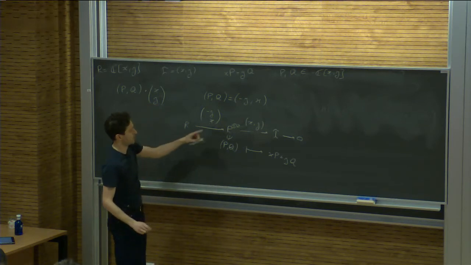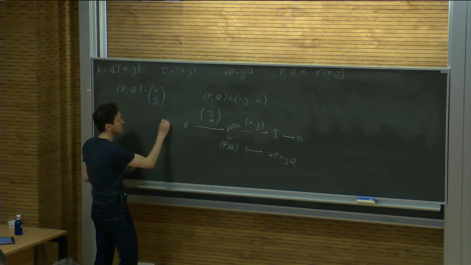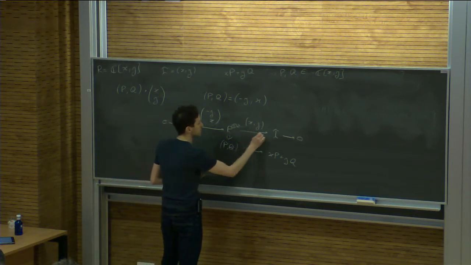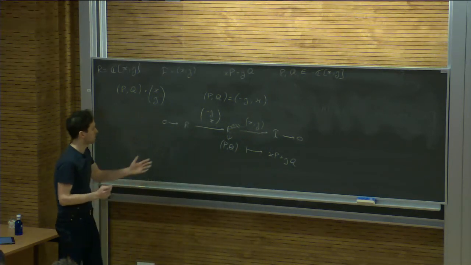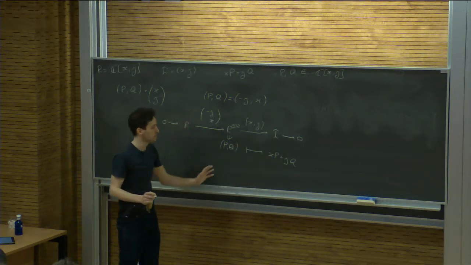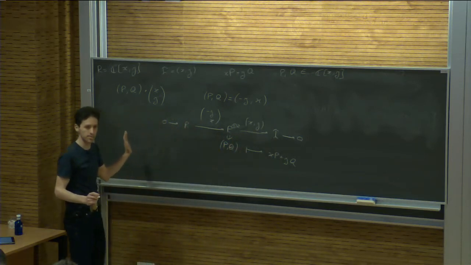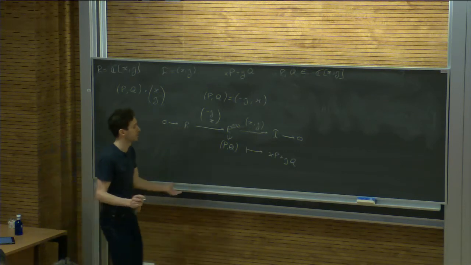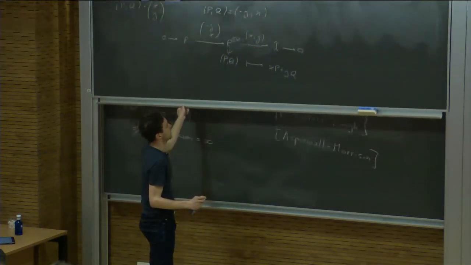Now you could ask, does this have a kernel? No, it doesn't have a kernel. So the sequence terminates. So this is what you would call, in this case, a free resolution of this module. And you see that it terminates after 2 steps. So it's finite. Okay.